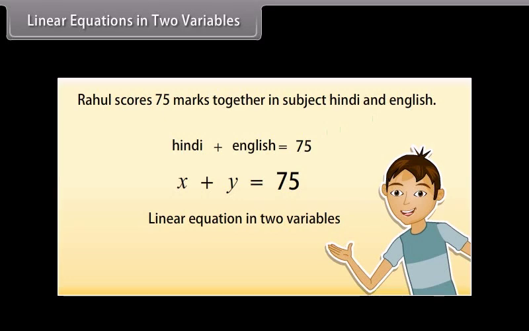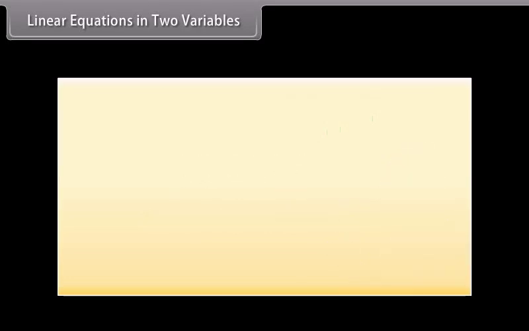Some other examples of linear equations in two variables are 1.2s plus 3t is equal to 5, p plus 4q is equal to 7, and 3 is equal to 2x minus 7y. We can put these equations in the form 1.2s plus 3t minus 5 is equal to 0, p plus 4q minus 7 is 0 and 2x minus 7y minus 3 is 0 respectively.